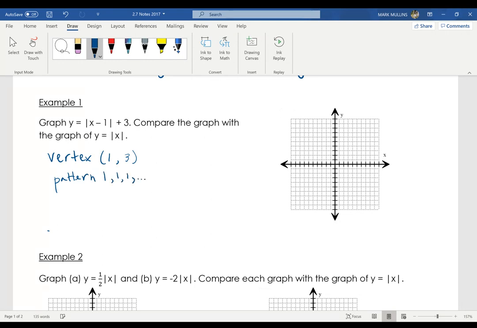So let's go ahead and graph this one. So first I'll make the vertex 1, 3. And then I'll go up 1 over 1 on both sides. And I'll draw my graph in. And then I want to compare that to my parent function. So my parent function would be centered at the origin, and it would be up 1 over 1.